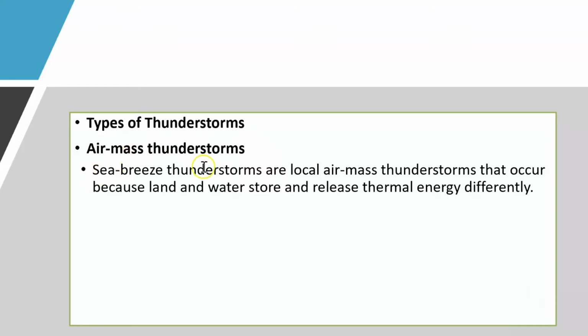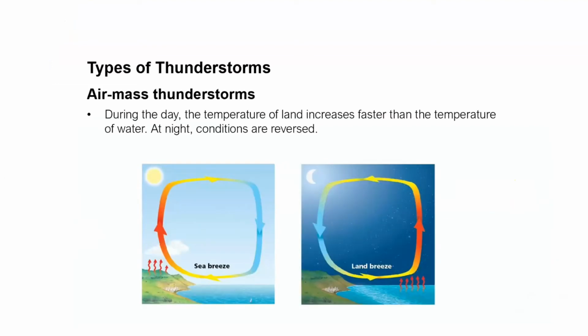The other type is sea breeze thunderstorms. So sea breeze thunderstorms is where you have this ocean or lake interface with land, if the lake is big enough, and you'll have a local air mass thunderstorm that occurs because the land and water store and release thermal energy differently. And let me just show you a picture, because that was kind of wordy.